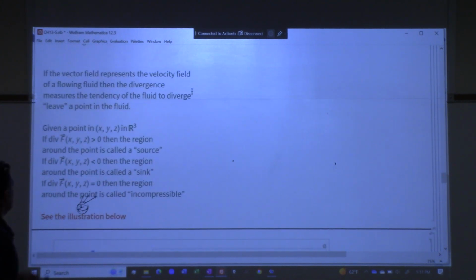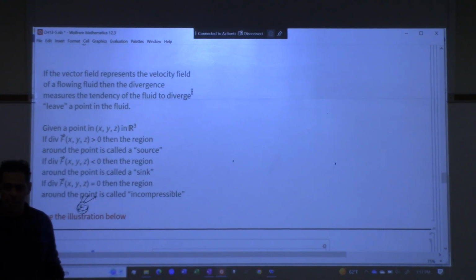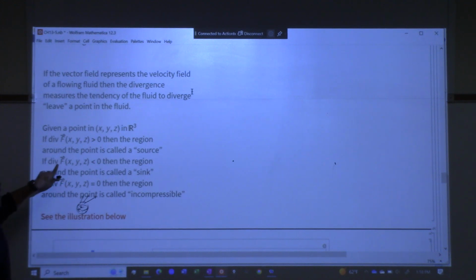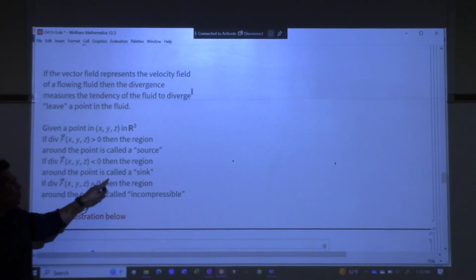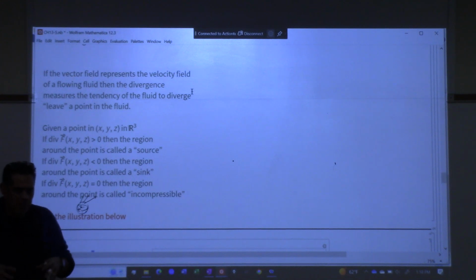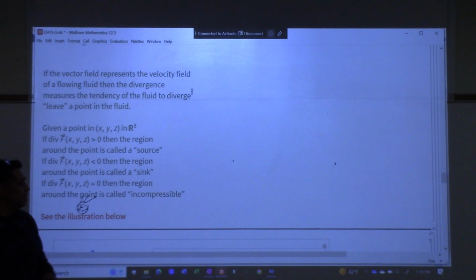Okay. So given some point in 3-dimensional space, right? If the div is positive, then the region around the point is called a source. I think of it as like electricity, right? Or like heat almost. You have this point, right? And if the div is positive, you have more coming out, so it's a source, right? If your div is negative, then the region around the point is called a sink. It's almost like pulling everything in. Not everything, but just pulling more in than it is pushing away.